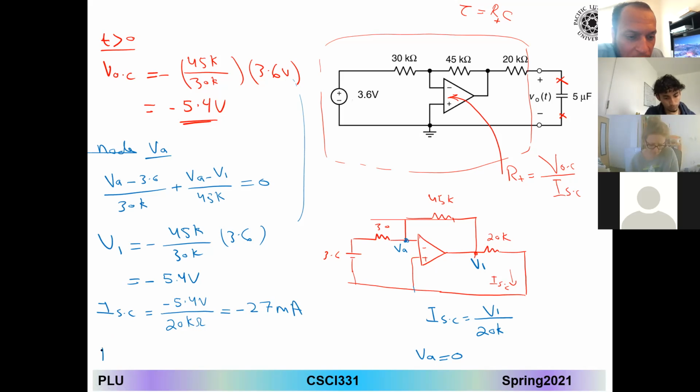Now we can find our R Thevenin. In that case, with V open circuit divided by I short circuit. Eric, anything? The I short circuit should be 0.27 milliamps. Yeah, that's what I got too. So here is the minus 0.27 milliamps.